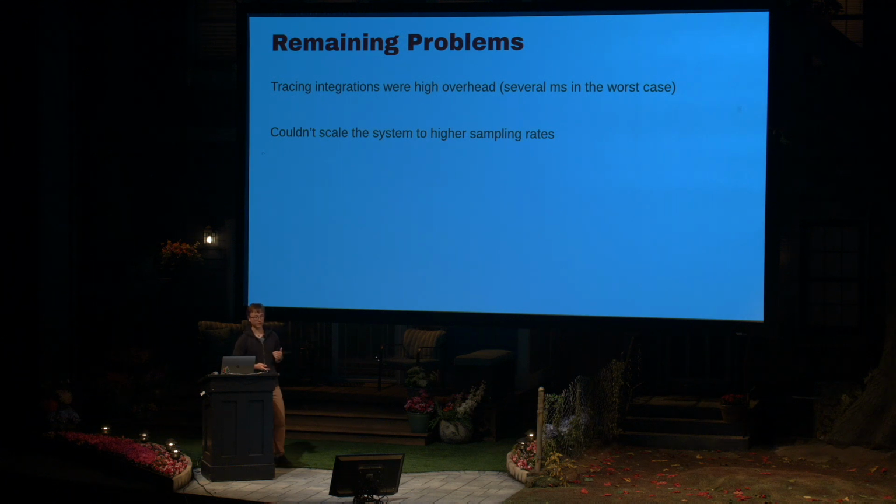And then finally, the other problems we had were our tracing integrations were high overhead. Tracing lives in the critical path of your system. If it has high overhead, people aren't going to want to use it because it's going to cause high tail latencies, which is no good. And in worst case, we would add several milliseconds to trace requests, which is absolutely unacceptable. So we couldn't really scale the system to higher sampling rates because people would start complaining.